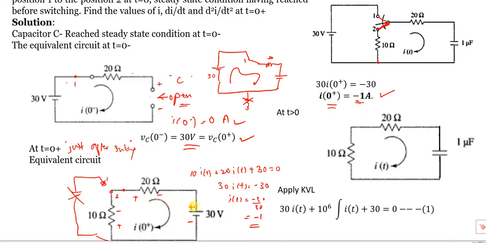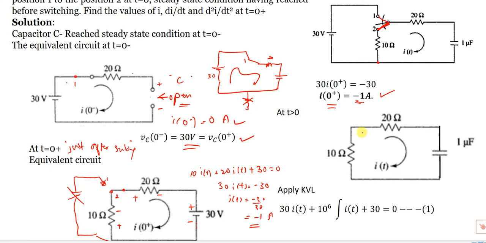It is given clockwise, but actually plus is here, so the actual current flows 1 amp in the opposite direction. Since in the original circuit I of t is given as clockwise, we have to write minus 1 amp. Okay, I of 0 plus is over.